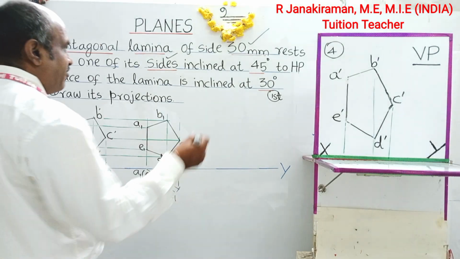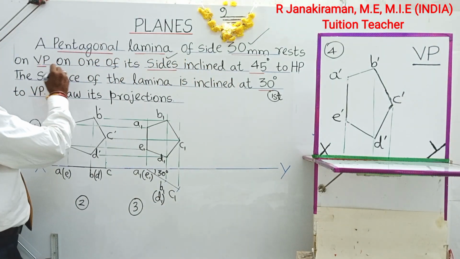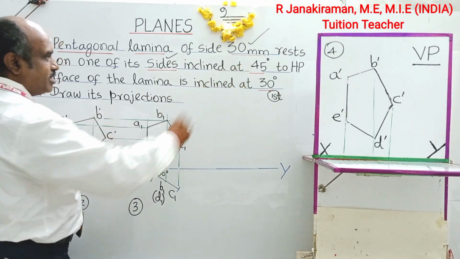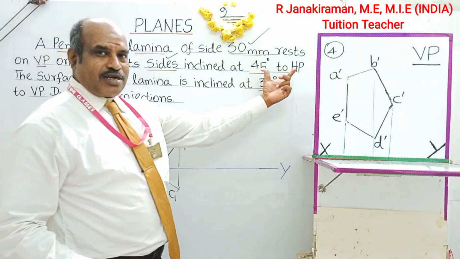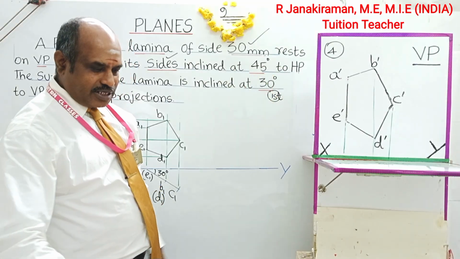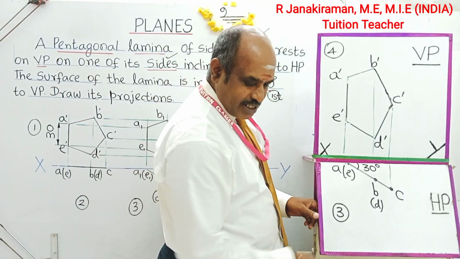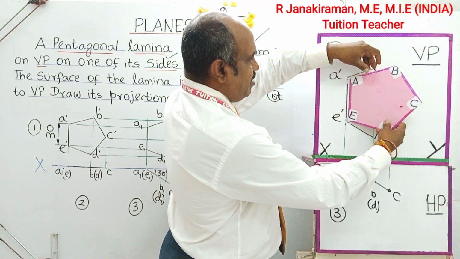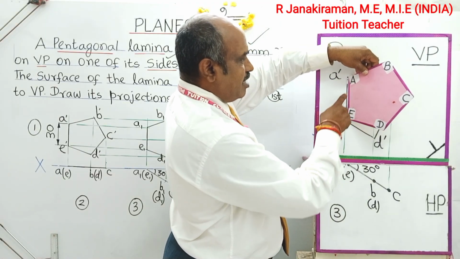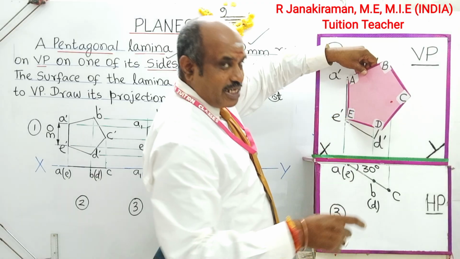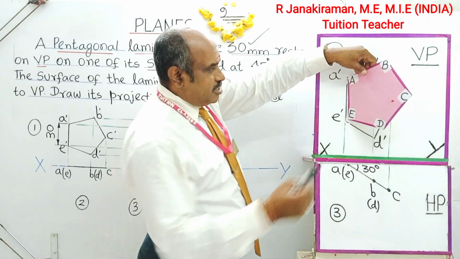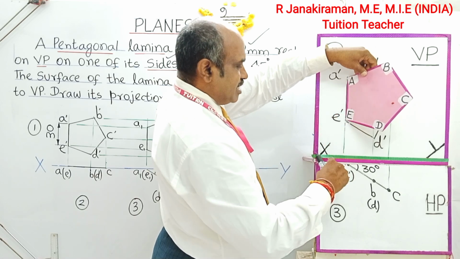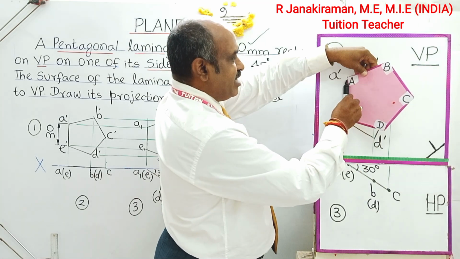So let me erase. Referring to the question: rest on VP on one of its sides, inclined at 45 degrees to HP. Inclined to HP means that the angle will always come above the XY line. What is the resting side? I consider A as the resting side. This A is the resting side when I make the surface inclination having contact on the vertical plane. The line AE is perpendicular to the XY line. This is the XY line. It is to be inclined at 45 degrees to HP.